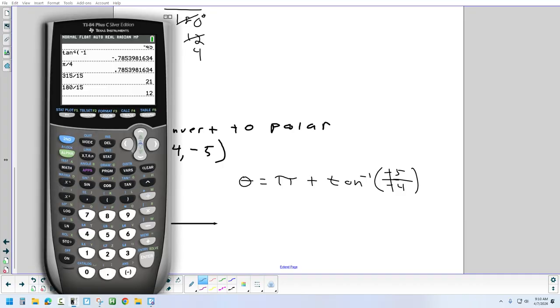And let's do inverse tangent of 5/4. I get that, and then I can add the pi after. I could have done it all in one step if I wanted. But that is an angle of 4.04 radians.